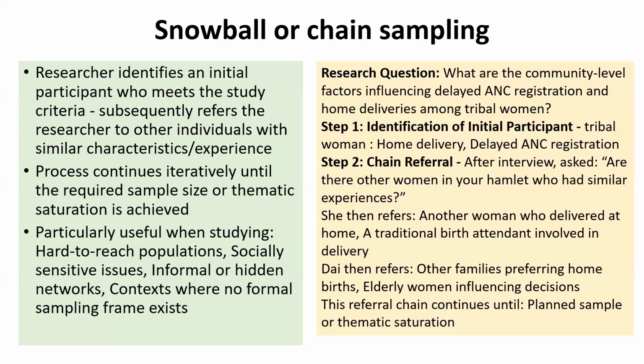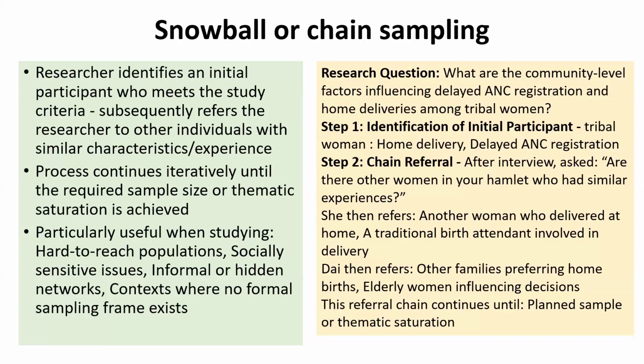So again, when would you resort to snowball sampling? If it is a hard-to-reach population, or they are socially sensitive issues, or you know that individuals you are going to recruit belong to informal or hidden networks. In such cases, you will resort to this kind of sampling. So supposing you are interested in identifying the community level factors which lead to delayed ANC registration and to home deliveries in a tribal area.